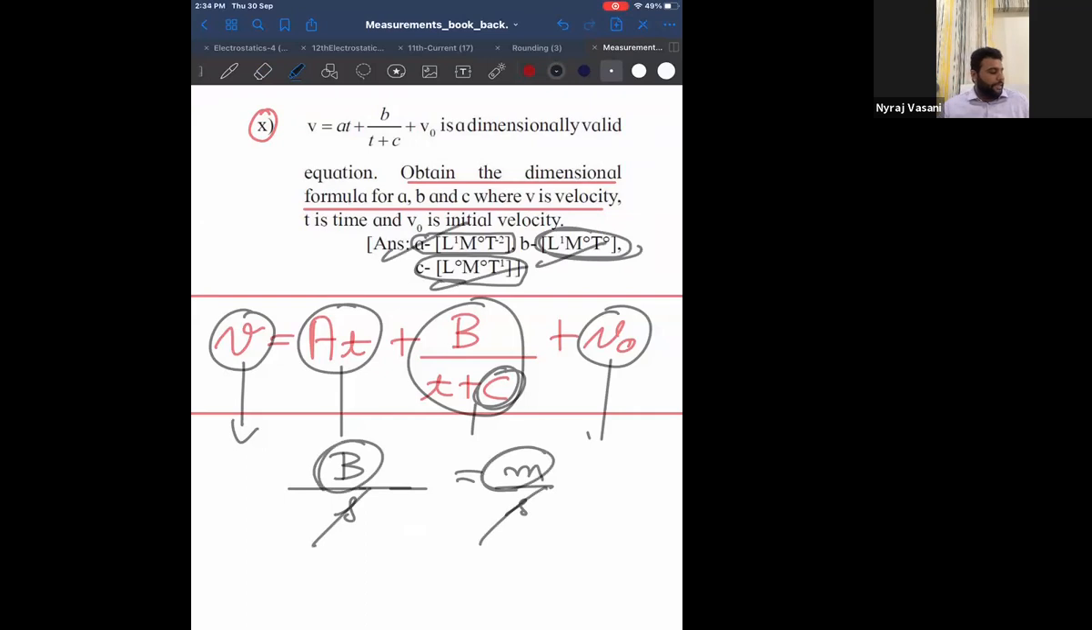Therefore, this is the first answer, this is the second answer, and this is the third answer. Tell me, are all of you getting the same answer? L1 M0 T minus 2, all of this, A, B, and C. Are you getting all three correct? If you have any doubt, let me know. Otherwise, I'm assuming all three are correct.